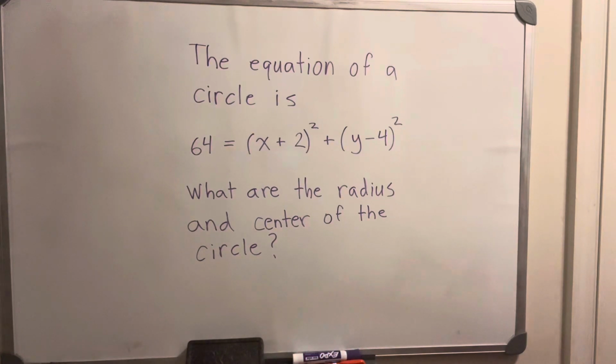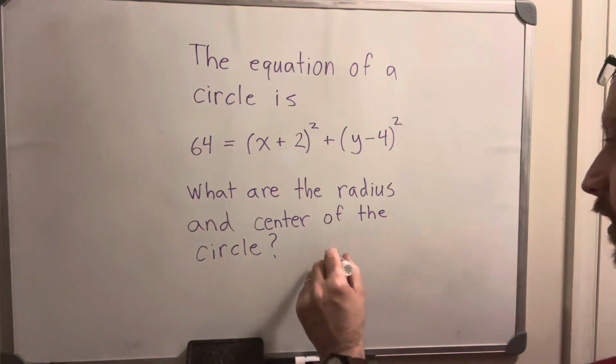Take a look at this question. It says, the equation of a circle is 64 equals (x plus 2) squared plus (y minus 4) squared. Then what are the radius and center of the circle? Hopefully you'll be able to do this given the couple of examples we've done. Go ahead and pause the video and think about this and then unpause it. Do you remember the distance squared equation for a circle? Remember, it's like this.